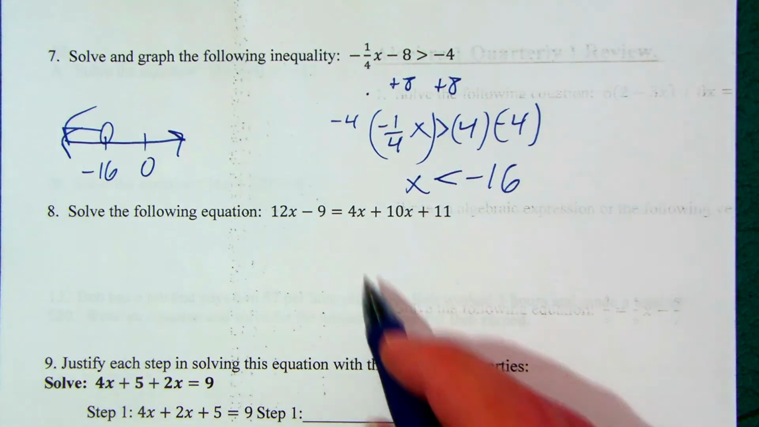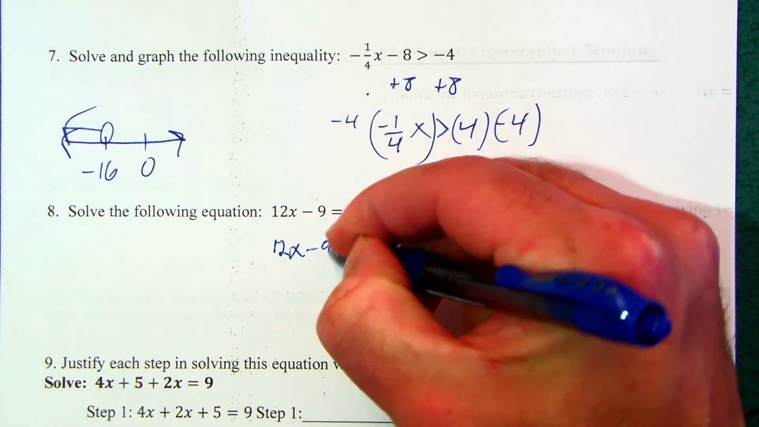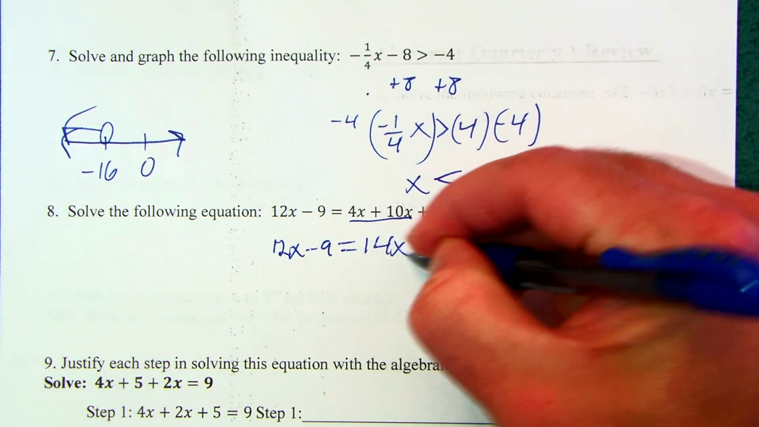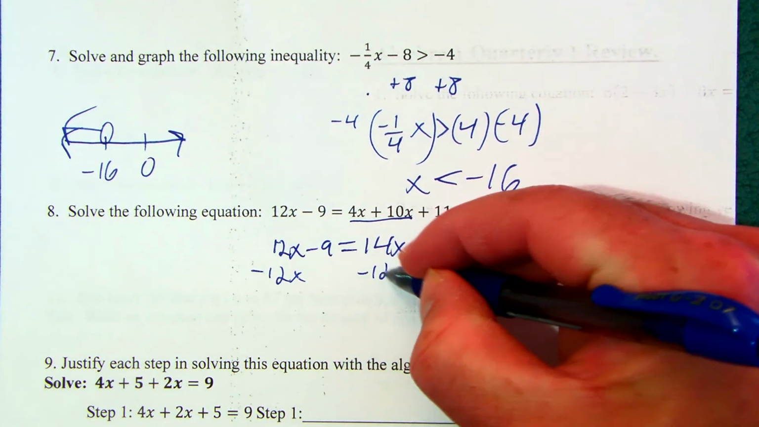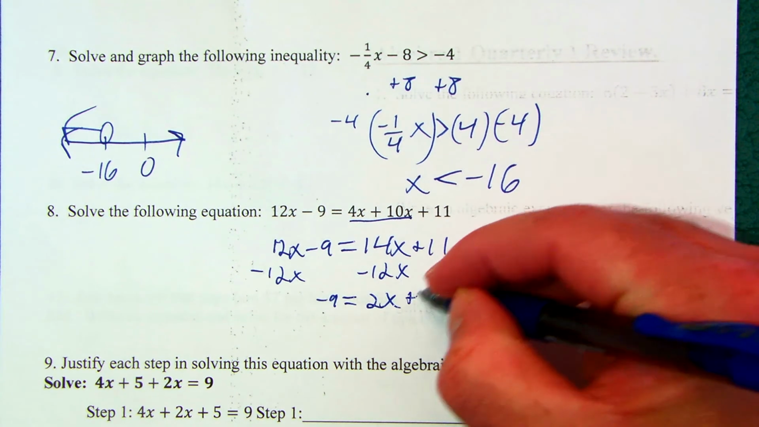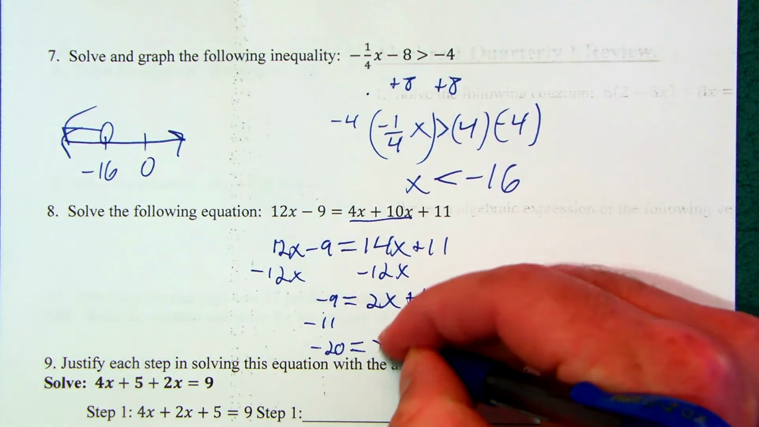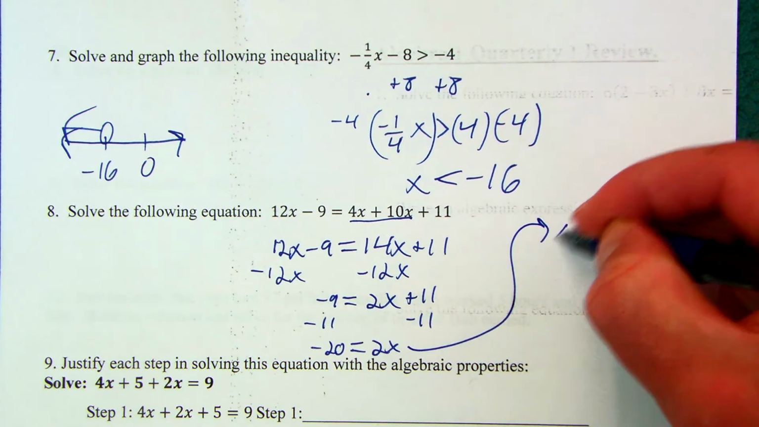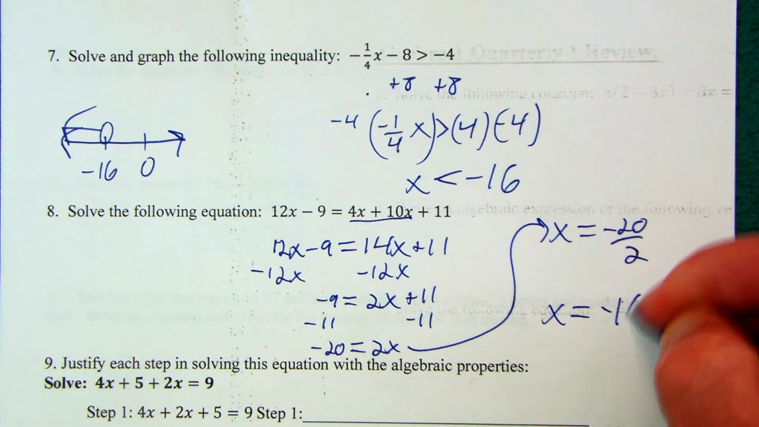All right, next up we got some like terms on the right here on this equation. So it's going to give me 14x plus 11. I'm going to subtract 12x then from both sides. So x is going to equal negative 20 divided by 2, or just negative 10.